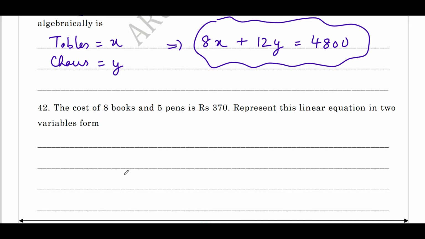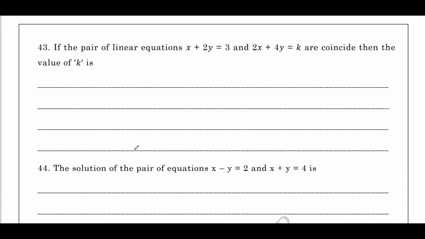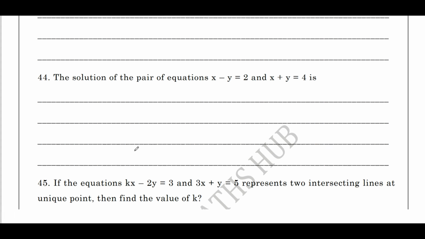In the same way you can do it. 8x plus 5y equals 370. Direct and simple question for 1 mark. If the pair of linear equations x plus 2y equals 3 and 2x plus 4y equals k coincide, then the value of k is, use the condition a1 by a2 equals b1 by b2 equals c1 by c2. You can easily find out the value of k.